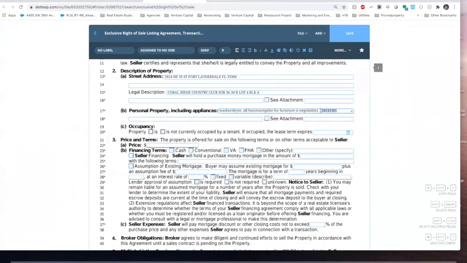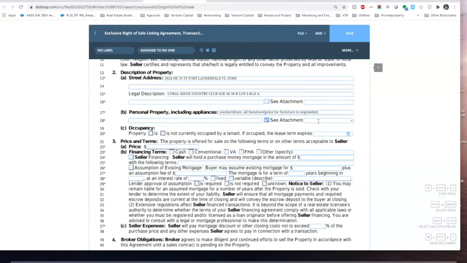And what you can say here is, see attachment, if you will be preparing it. If not, then just remove it. But I highly suggest you prepare it. And actually there is a check mark too. You can create, see attachment, and call it furniture package. Okay.